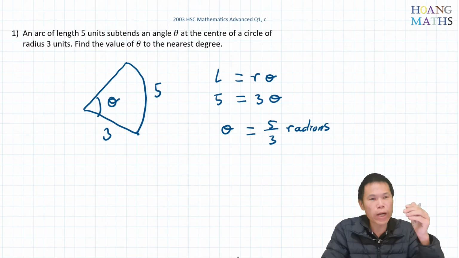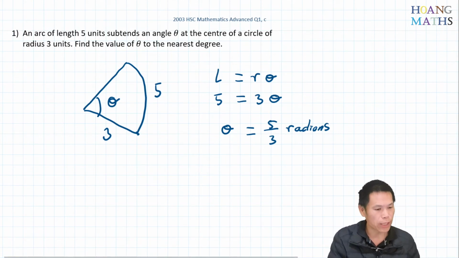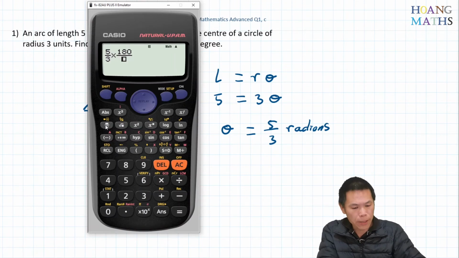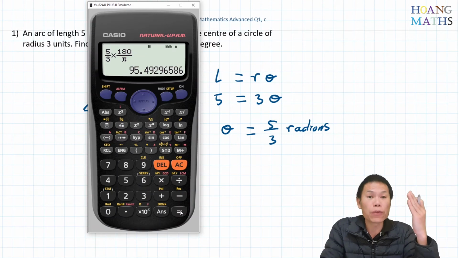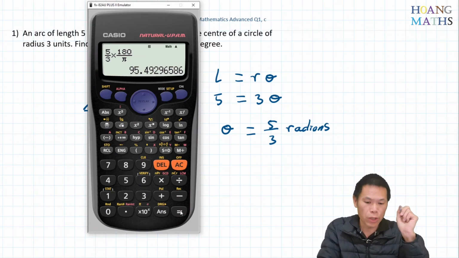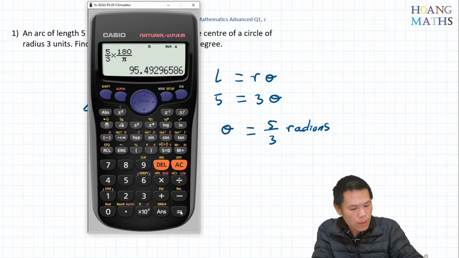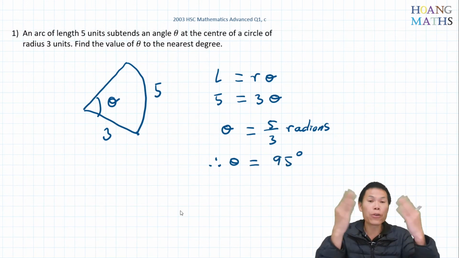But then we need to work out the angle in terms of degrees. So I just put it in a calculator. I just go 5 over 3 and then I times by 180 over pi. There you go. So that means 95 degrees, because the number after 5 is 4, less than halfway. So therefore, theta is equal to 95 degrees. There you go.